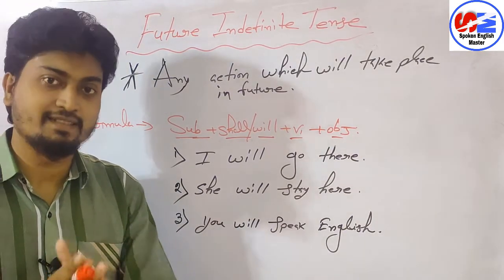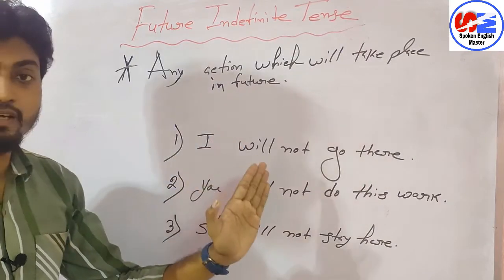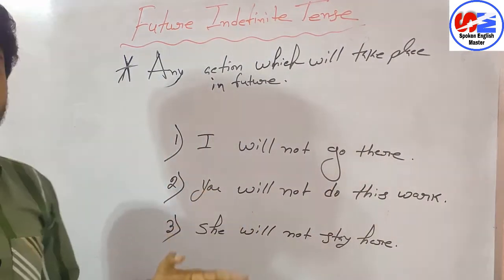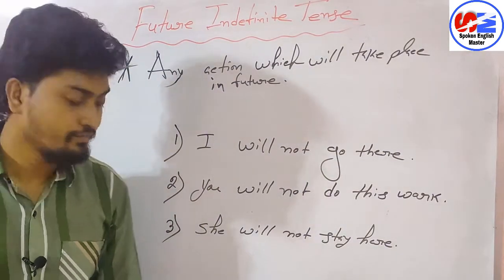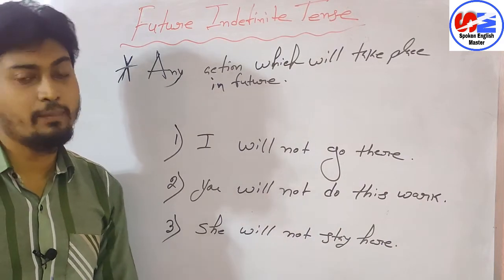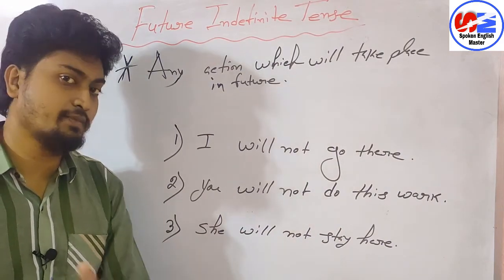Let's see. I will not go there. मैं वहाँ नहीं जाऊँगा. You will not do this work. तुम ये काम नहीं करोगे. She will not stay here. वो यहाँ पे नहीं रहेगी. These are negative sentences.